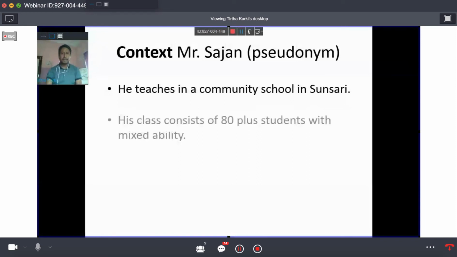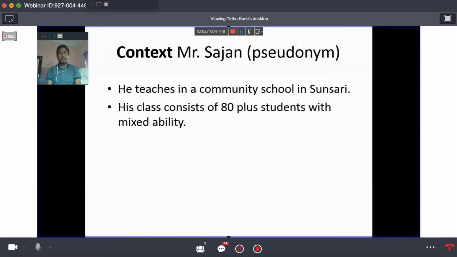His class consists of 80-plus students. He says around 90 students are there in his class, and it consists of heterogeneous learners with mixed ability. Some learners were of good proficiency, some did not have good proficiency, and some were average learners. So he was in trouble, in the sense that he was frequently asking me how to carry out this research in such a big class, and such a mixed ability class.